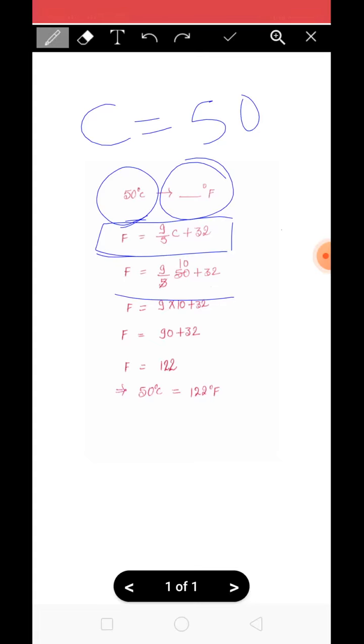Now we will solve it simply with the help of mathematics, and of course we will have a resultant value, that is F is equal to 122. So we can say that 50 degree centigrade is equal to 122 degree Fahrenheit. Understood, class?